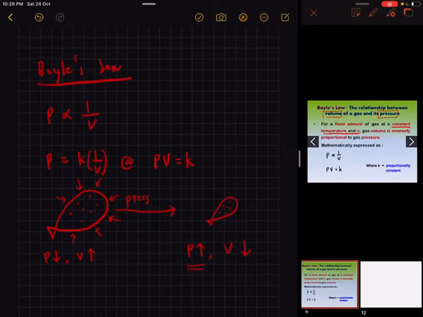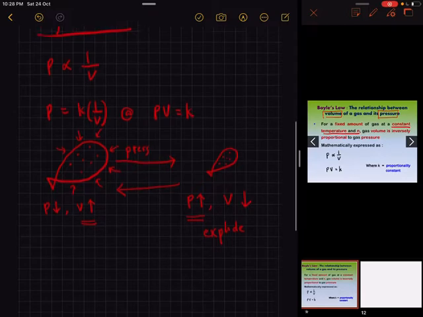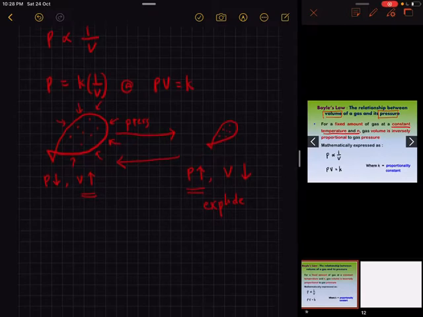Okay, so when you press some more, maybe the balloon will explode. Alright, bila you release the pressure, you dah tak press the balloon, so the volume of the balloon will increase once again. Okay, so this is just to show you the hubungan between pressure and the volume.